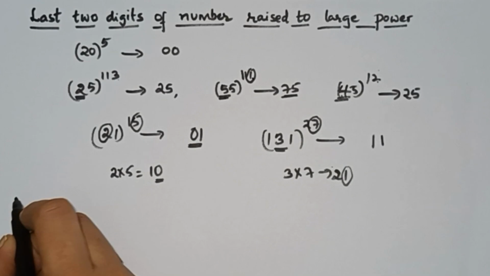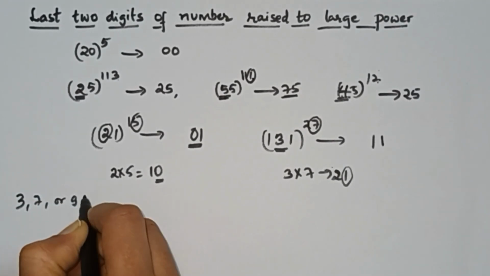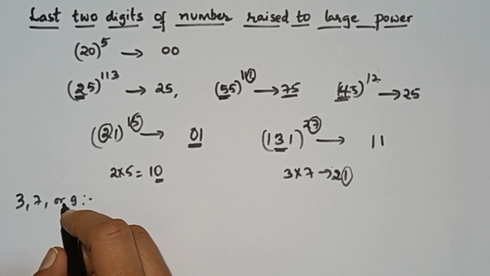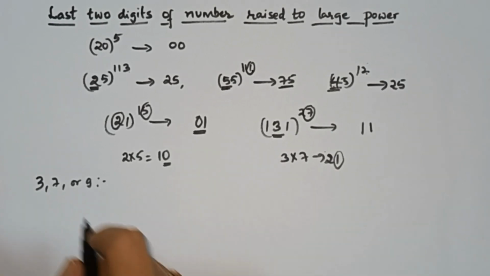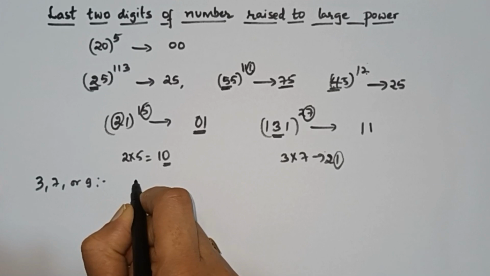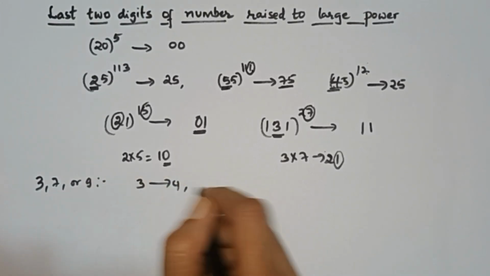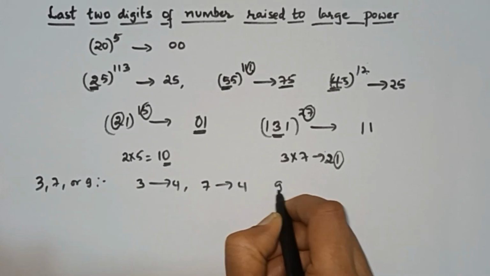Now for numbers ending with 3, 7 or 9, we have to convert the given base until we get the last digit as 1. Then we apply the previous method. Here you have to remember one more thing: the power cycle of 3 has a frequency of 4, the power cycle of 7 has a frequency of 4, and the power cycle of 9 has a frequency of 2.